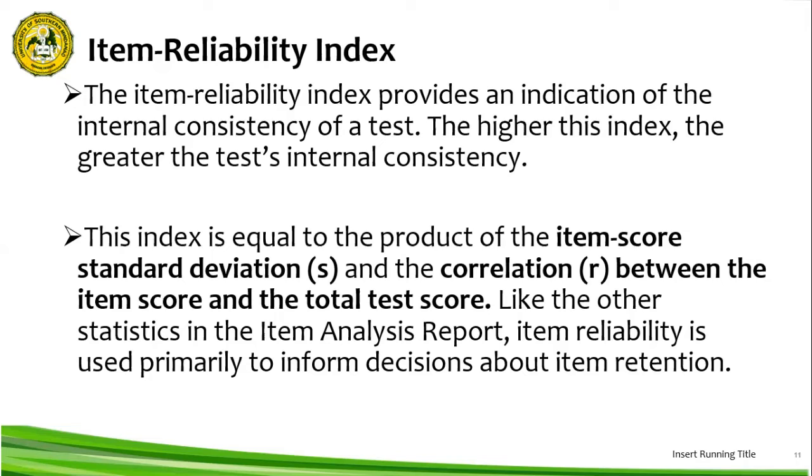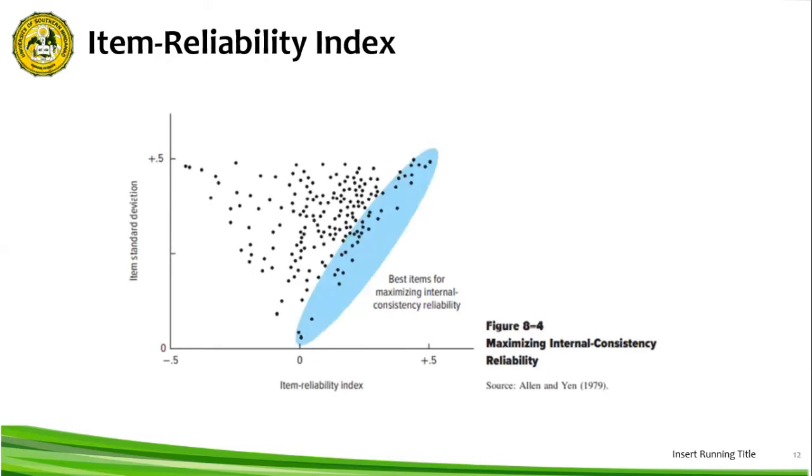Like the other statistics in item analysis report, item reliability is used primarily to inform decision about item retention, whether to retain the item or not. Now this is an example. As you can see, those inside the blue circle or oval are the best items for maximizing internal consistency reliability. It is medium-small compared to the many dots or items in that graph.